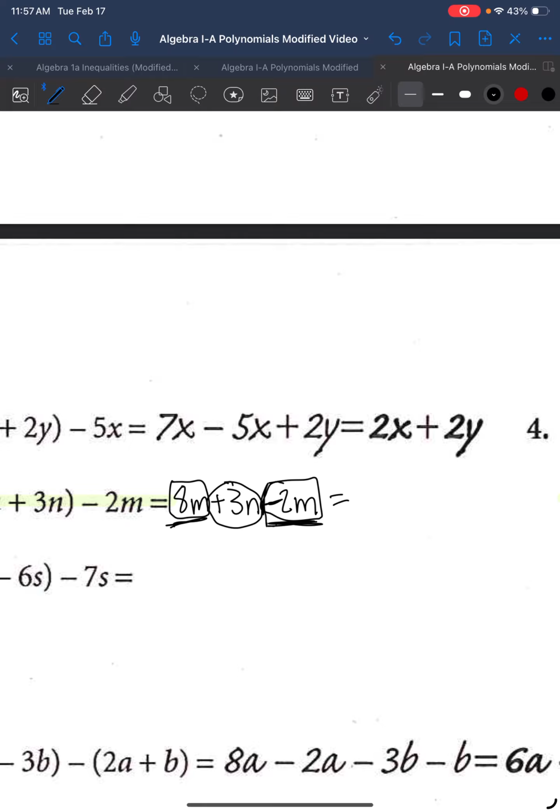So 8m minus 2m would be 6m. So I simplified those two. And now all I have left is this plus 3n. So I write plus 3n. And that is the answer.